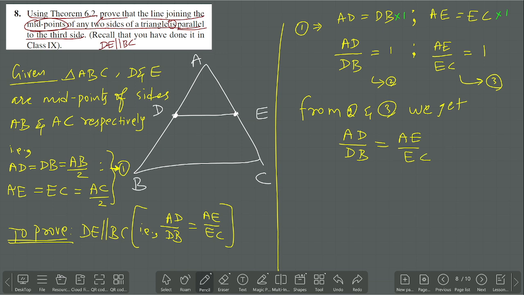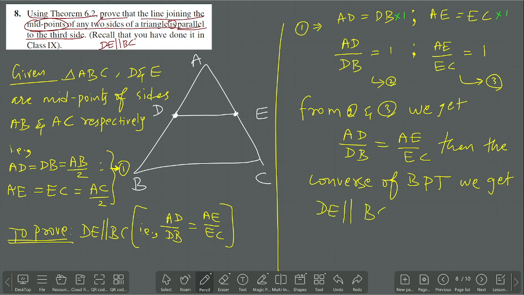Have you noticed it? Then what can we say? By the converse of BPT, or Thales theorem, or basic proportional theorem, you write converse of BPT, we get DE parallel to BC. That is what I mentioned, DE parallel to BC. Have you noticed it? It's very simple. They will ask for 2 marks, 3 marks, or sometimes 5 marks. It's very easy, very easily you can bring it.